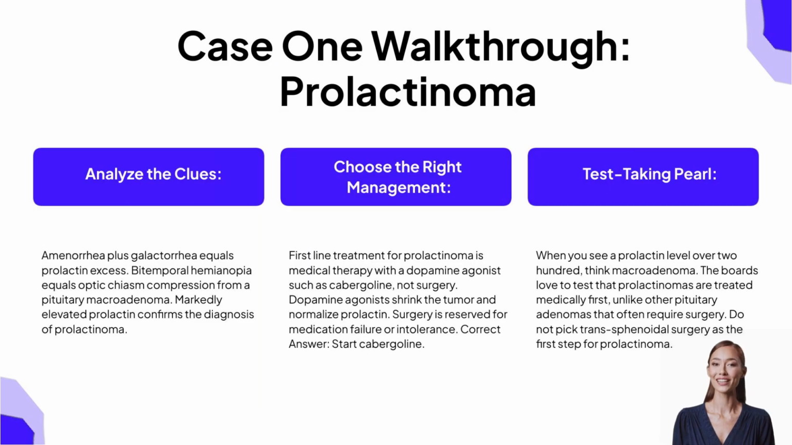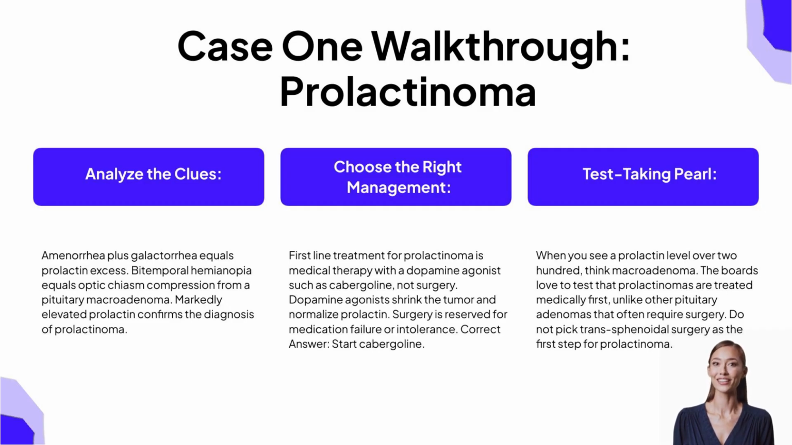Let us break this case down. The buzzwords are amenorrhea, galactorrhea, and bitemporal hemianopia. Amenorrhea plus galactorrhea immediately tells you there is prolactin excess. Bitemporal hemianopia tells you something is compressing the optic chiasm, which means this is a macroadenoma. The markedly elevated prolactin confirms a prolactinoma.